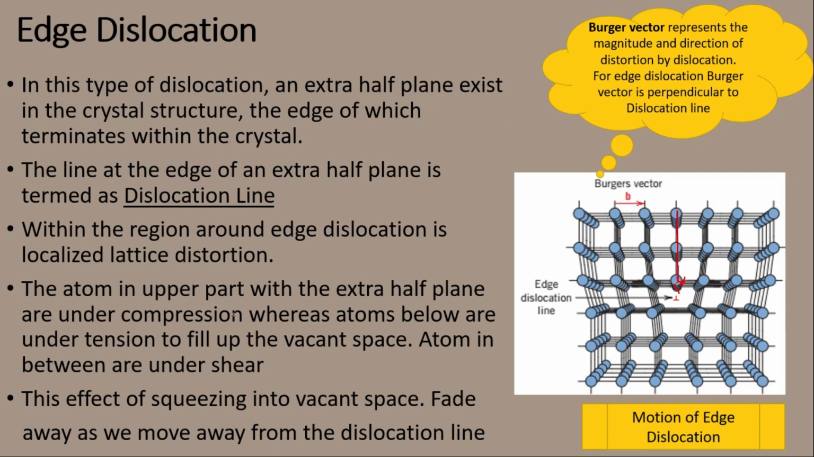Now, before moving ahead to these points, we'll just discuss a vector that is known as a Burgers vector. You know what a vector is. A vector is something which tells the magnitude and the direction. So the Burgers vector represents the magnitude and the direction of distortion by dislocation. So whatever distortion is produced by the dislocation, the Burgers vector represents its magnitude and direction. For edge dislocation, the Burgers vector is perpendicular to the dislocation line. We have the dislocation line here into the screen, and our Burgers vector is in this direction. We will see in a moment how it is perpendicular to the dislocation line.